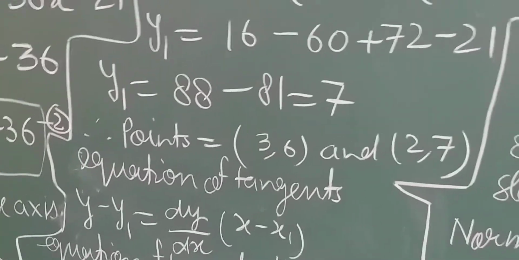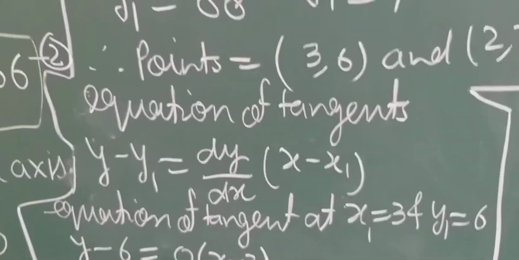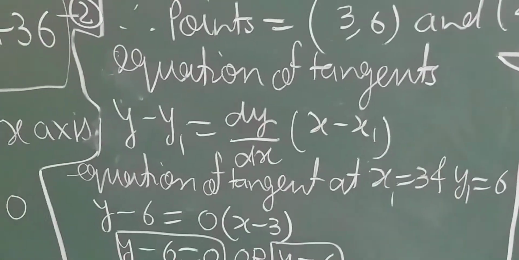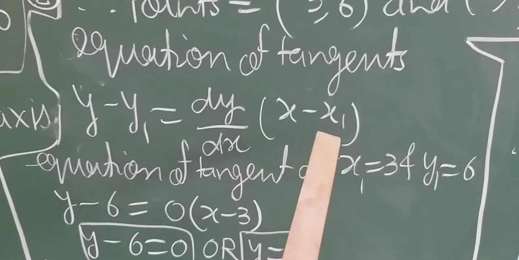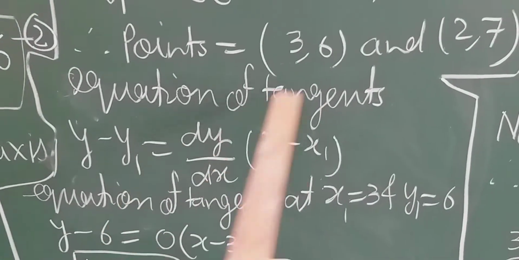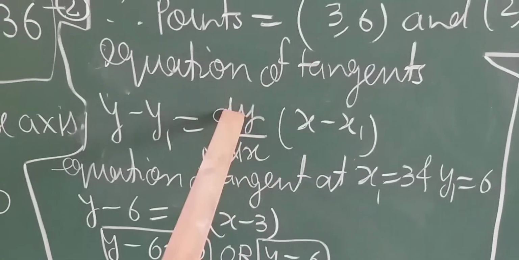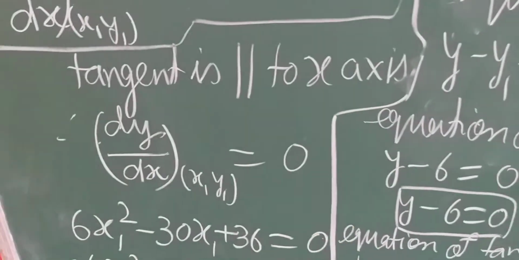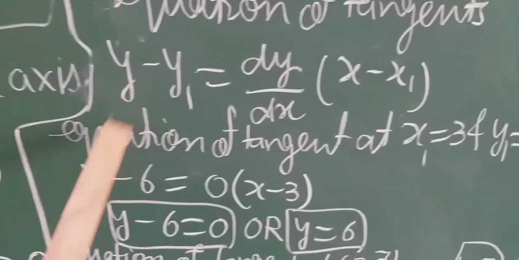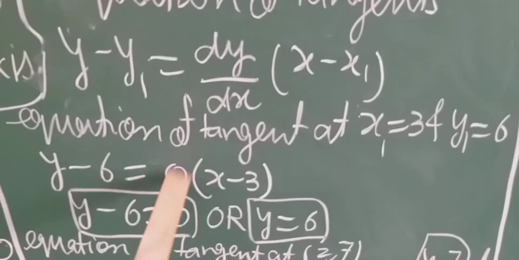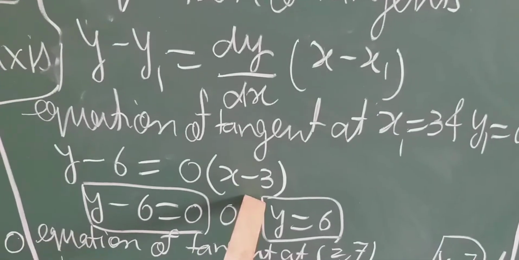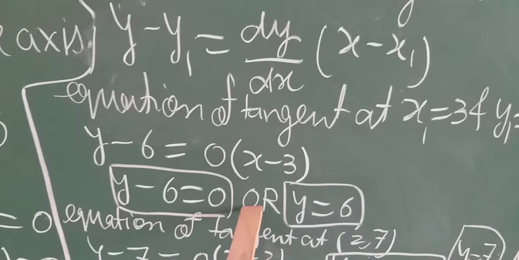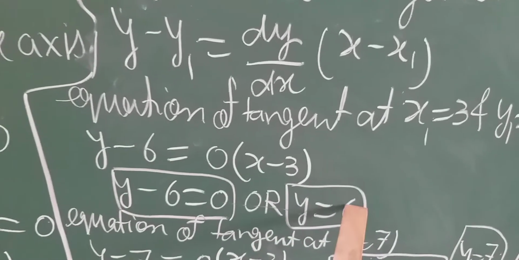At these points, students, we have to find the equation of the tangent. We know that the equation of the tangent is y minus y1 equals dy by dx times (x minus x1). So we put the value of x1 as 3 and y1 as 6 first, and dy by dx as 0, because here dy by dx equals 0 since the tangent is parallel to the x-axis. That's why. So y1 value 6, dy by dx 0, x1 value 3. So this whole part will be 0. The answer is y minus 6 equals 0, or you can say y equals 6. This is the equation of the tangent.